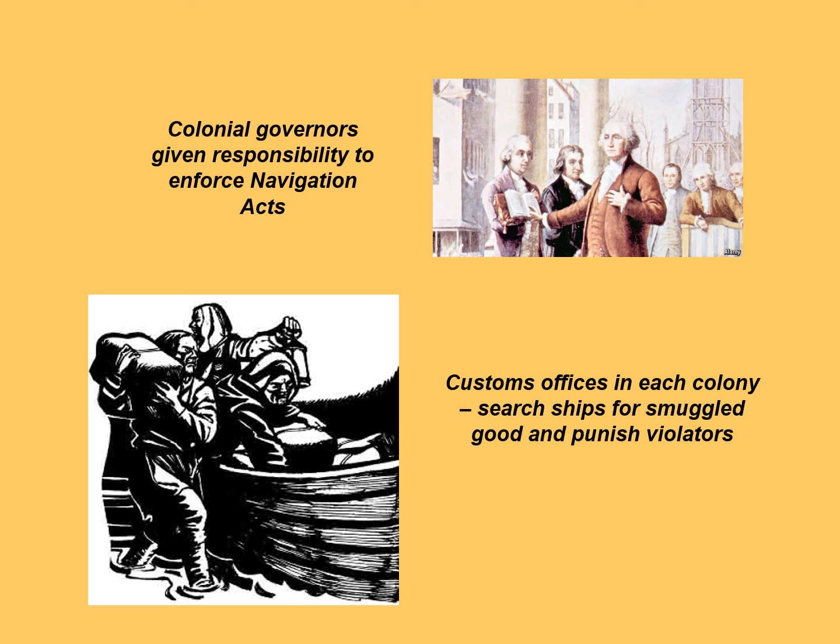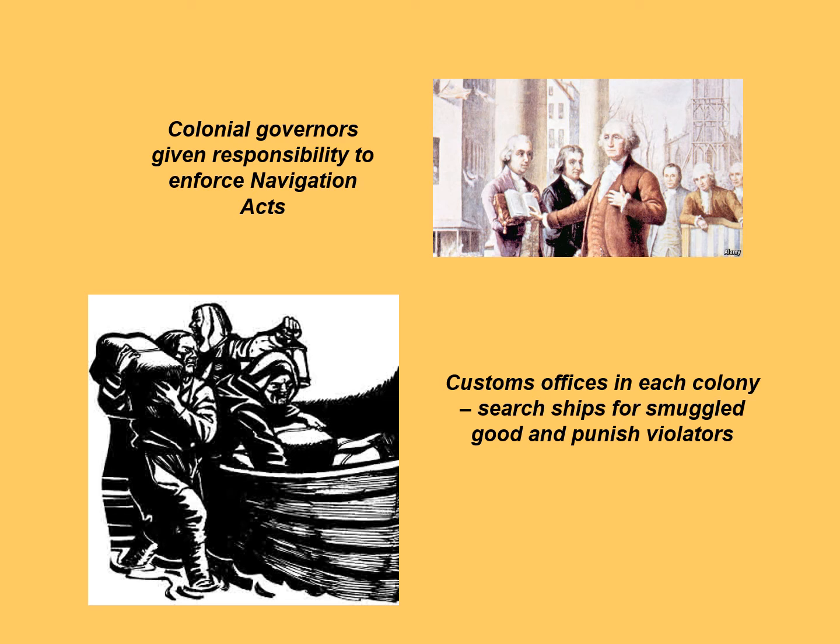And second, customs offices were established in each colony. The job of the customs agents is to search ships for smuggled goods going in or coming out. And if they catch smugglers, they can start the process by which those smugglers would be punished. So, with these two provisions now, Britain finally has the bureaucracy in place to control colonial commerce.